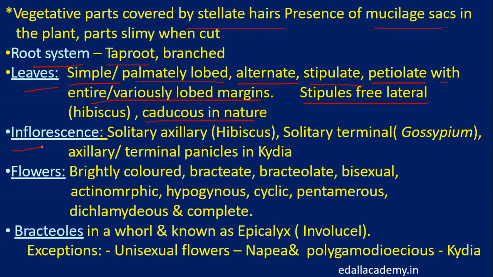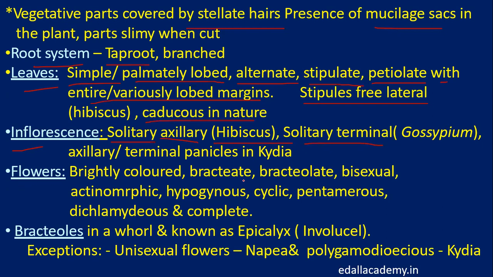And what type of inflorescence is found in the family Malvaceae? Solitary. Solitary means a single flower found in the axil of the leaves, so it is commonly called solitary axillary. Example, hibiscus. Solitary terminal, a single flower found at the tip of the plant body, in Gossypium. Terminal panicles in Kydia.